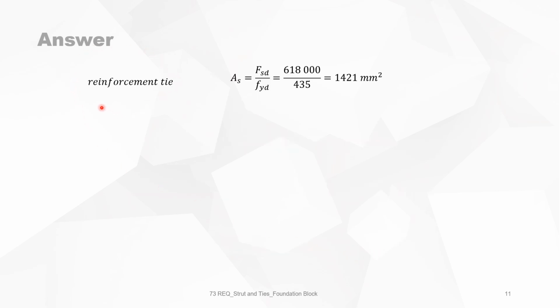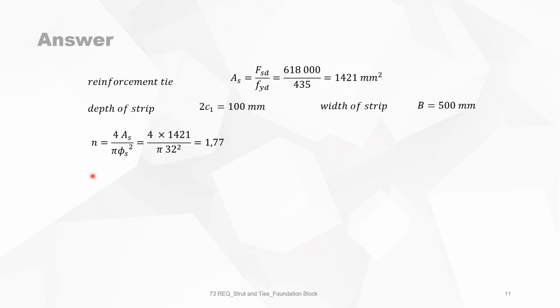Now we have to define the reinforcement tie. The reinforcement is just the tension force divided by the yield strength of the reinforcement. We need 1,421 square millimeters. The depth of the strip where we will put in the reinforcement is 100 millimeters. And the width of the strip, of course, is the width of the foundation block, which is 500 millimeters. So we prefer to put all the needed reinforcement in one layer, nicely spread over the width of the foundation block.